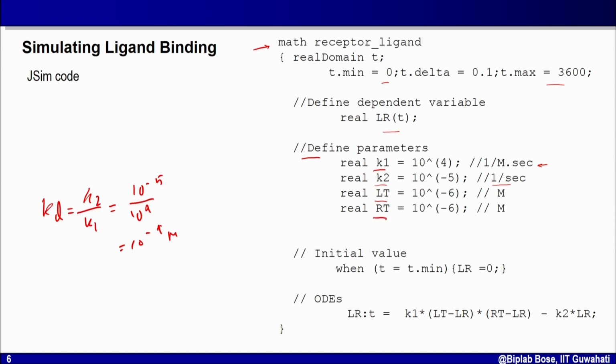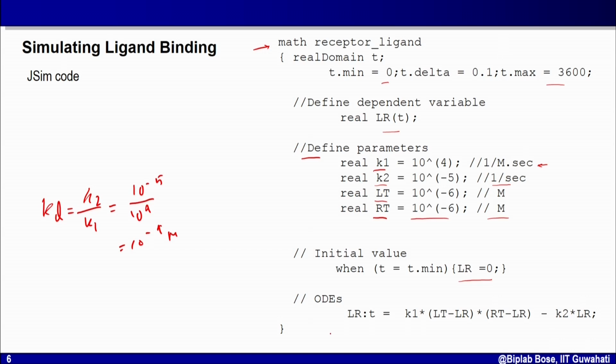Whereas RT is the total concentration of receptor. So that also I have considered as 10 to the power minus 6 molar. Unit is written in annotation. Unit will not be considered during calculation. The initial value for LR is obviously 0 because at the time equal to 0 there is no complex formation. So LR is equal to 0.